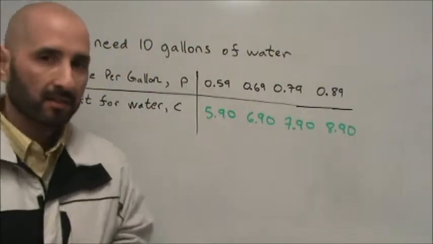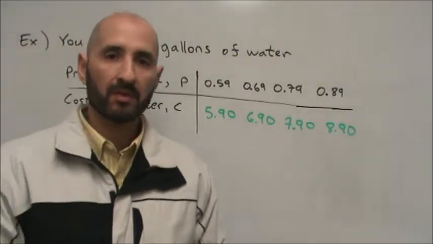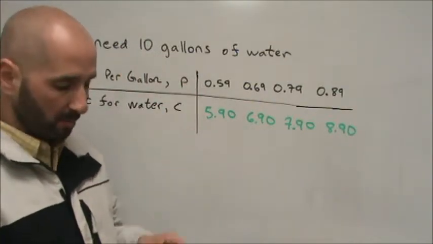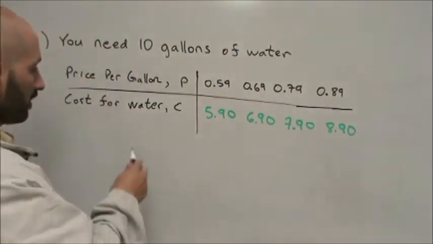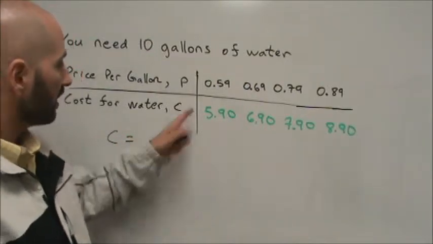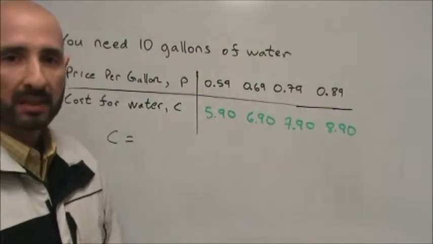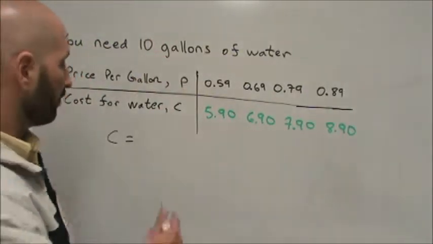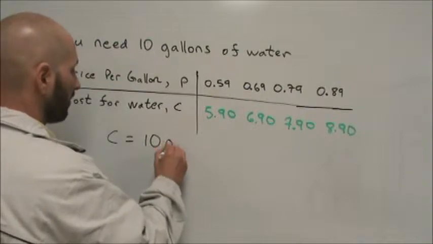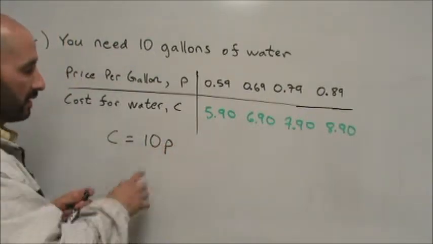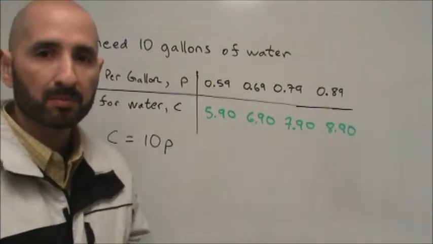The idea here that we want to show you is there's an equation that represents this input and this output, and hopefully it's pretty simple, that we can calculate a cost by taking each of these values and multiplying by 10, or in general, taking a p-value and multiplying by 10. So we can denote that by this, 10p. So your cost can be calculated by taking 10 and multiplying by the price per gallon.